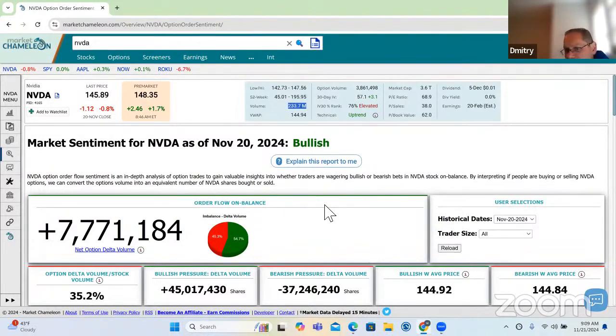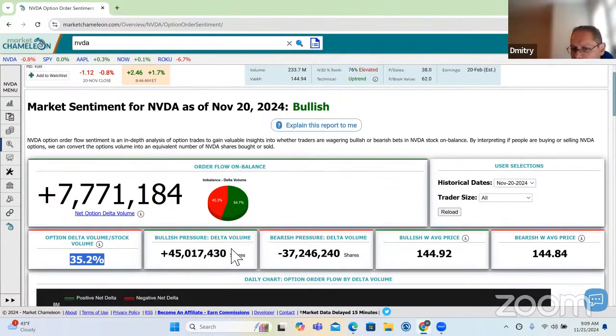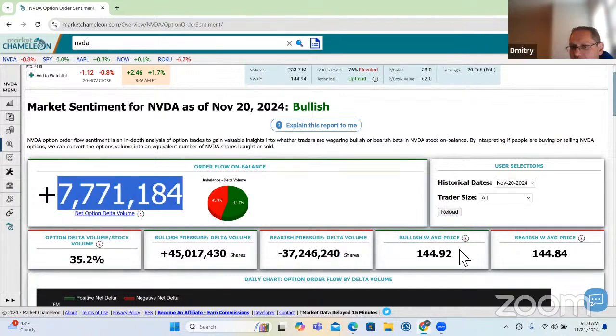So this shows us that the options are pretty active on a relative basis. And Nvidia represents, on the delta volume, about 35% of the stock volume. All right, so that gives us that indicator. These we just talked about, it'll break it down, the total positive deltas and total negative deltas. So then we could just see the breakdown over here of what made this up.